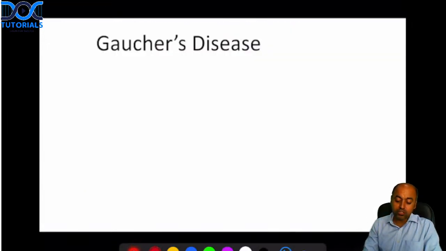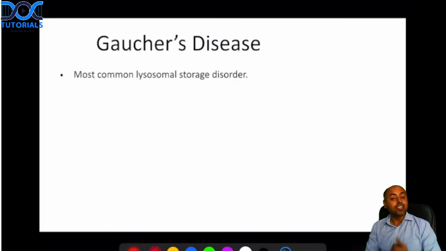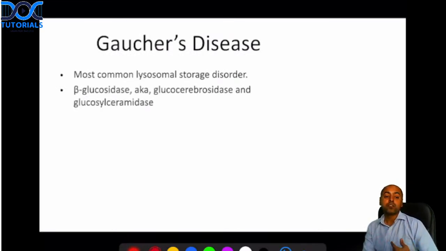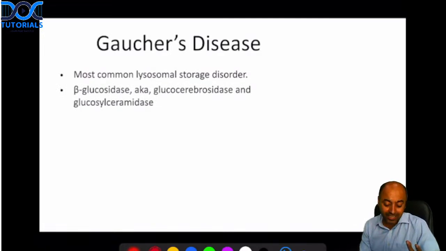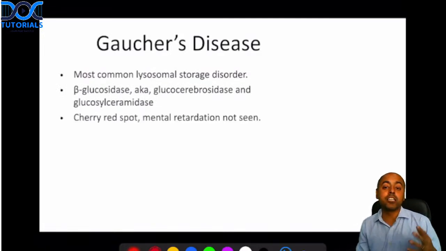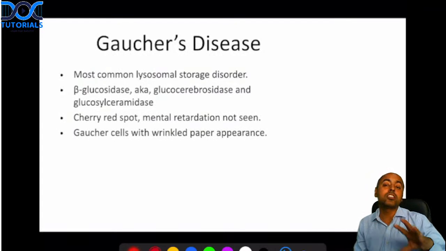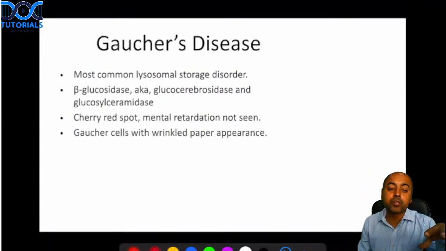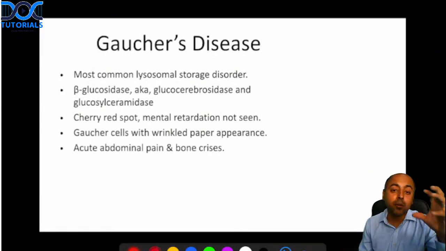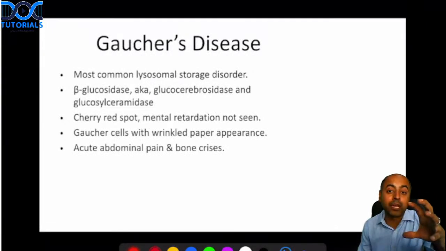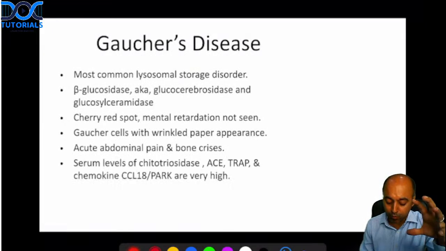Gaucher's disease, I told you, is the most common. In fact, it is the most common lysosomal storage disorder. Beta glucosidase is the deficient enzyme. Cherry red spot and mental retardation are not seen. Gaucher cell with wrinkled or crumpled tissue paper appearance is seen. Presents with abdominal pain and bone pain.